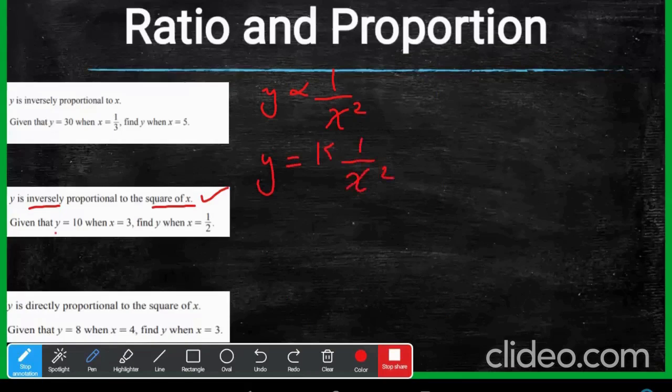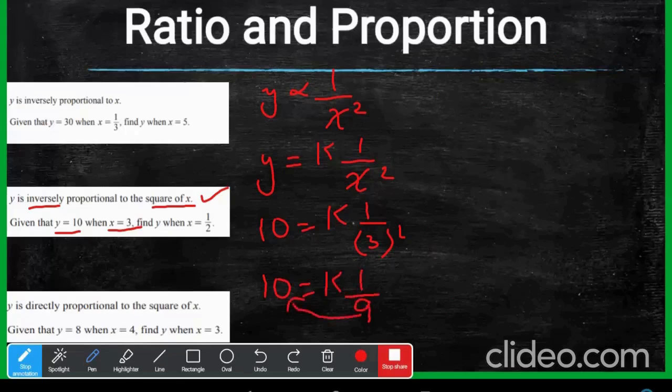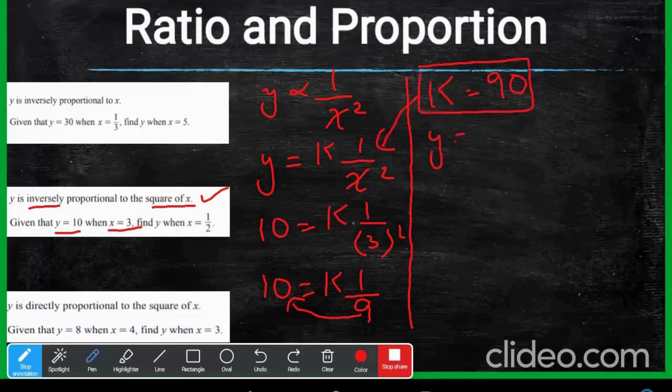Now, y is equal to 10 and x is equal to 3. So 10 equals k times 1 upon 3 squared, because x is squared. 3 squared is 9, and 9 goes to the 10 side and will multiply, so the value of k will be 90. I have to put this value here, so it becomes y equals 90 times 1 upon x squared. This will be the final equation we have.